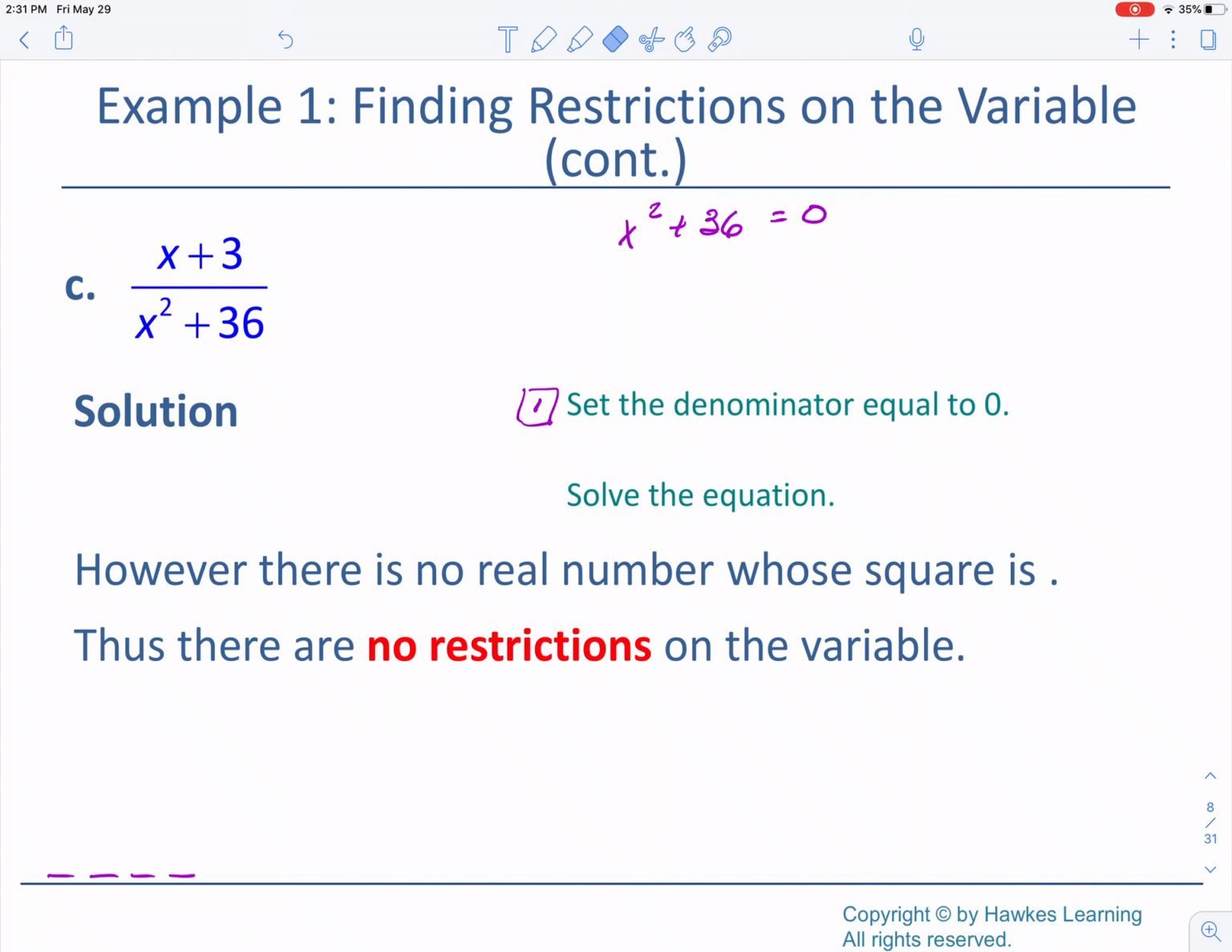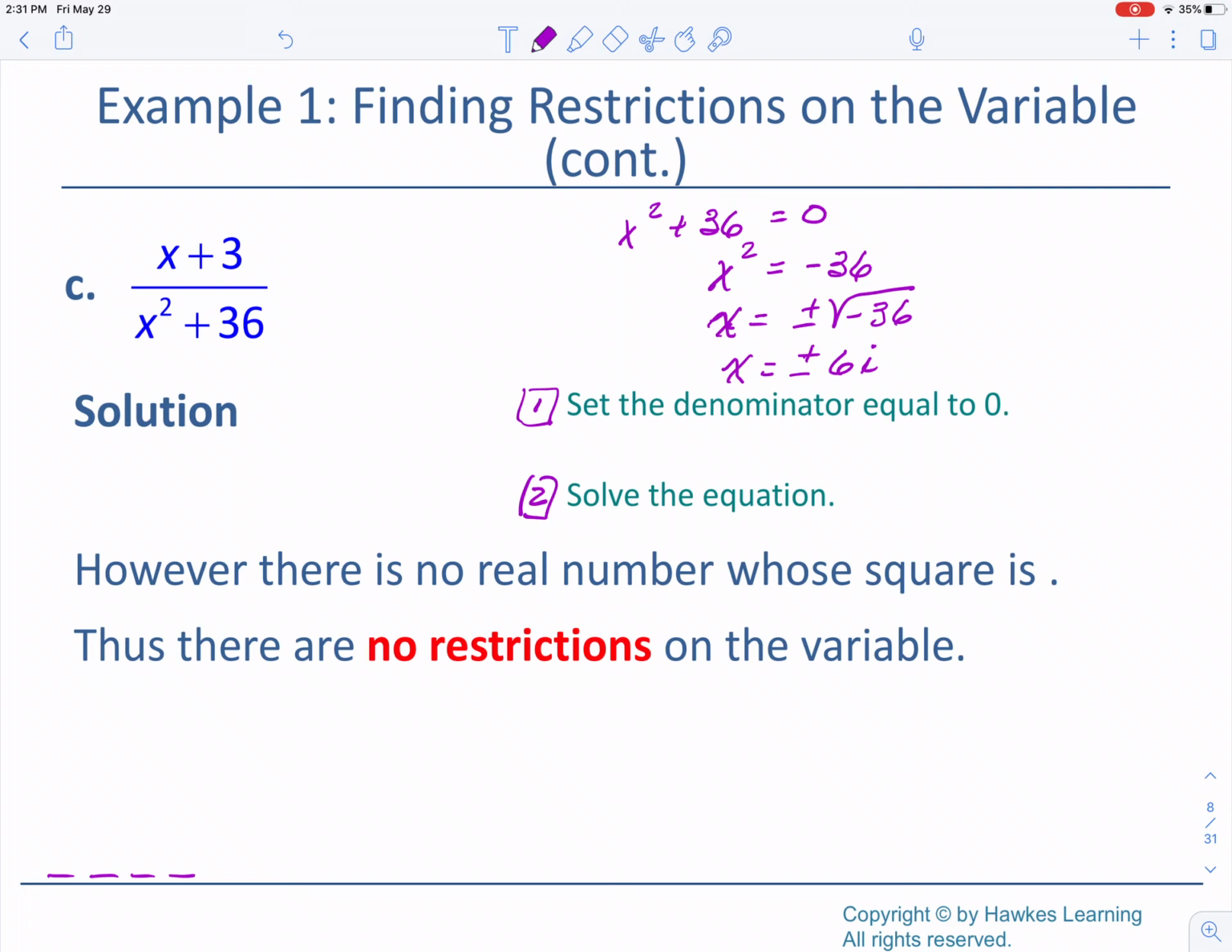Later on in this course, we'll look at solving this a different way. And when we take the square root, we will notice that we're going to run into imaginary numbers. Some of you may remember imaginary numbers. So this one has no restrictions.